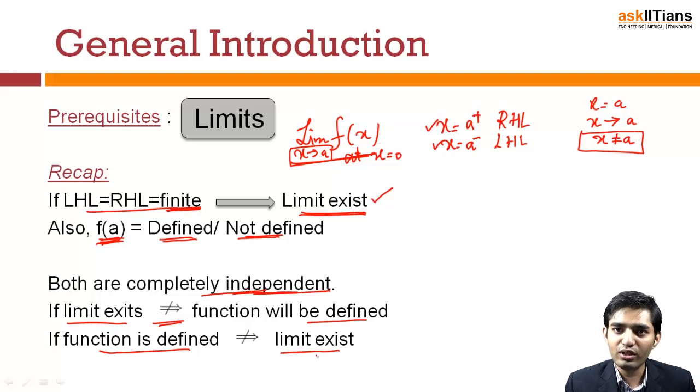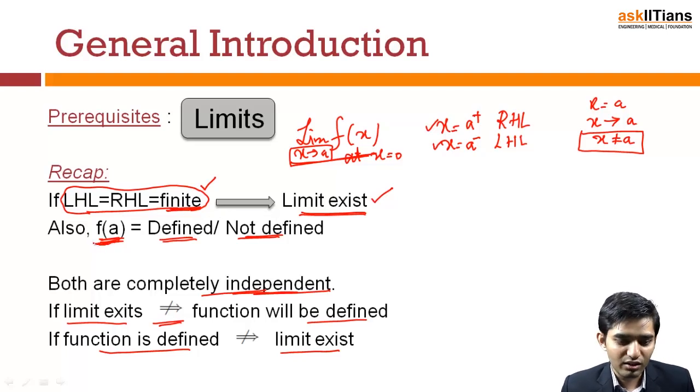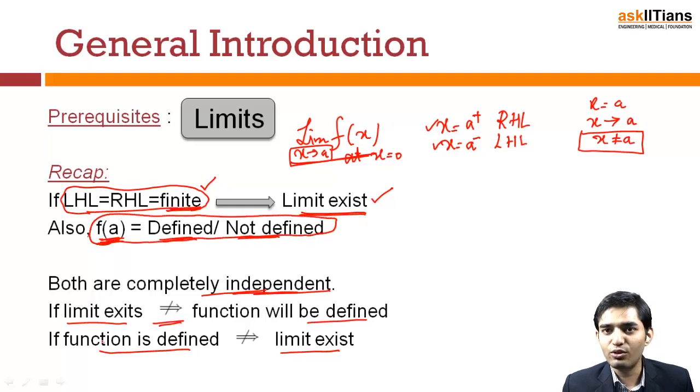If limit exists, then also it is possible that the function may be defined or may not be defined, and if the function is defined, then also it is possible that the limit may exist or may not exist. Okay, so limit is completely defined from this definition, which is LHL is equal to RHL is equal to finite. If this definition is satisfied, then we will say that limit exists, otherwise limit will not exist. Also, we can check whether the function is defined or not at x equal to a, by the graph or from the definition of the function, how the function is defined. From there we can check it, okay.